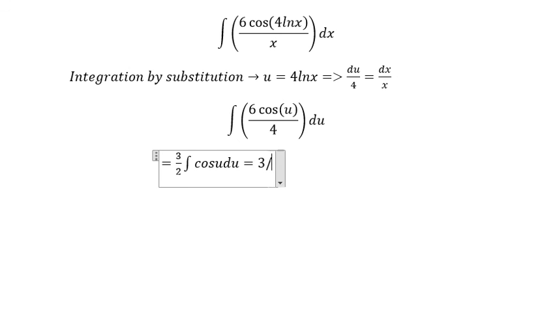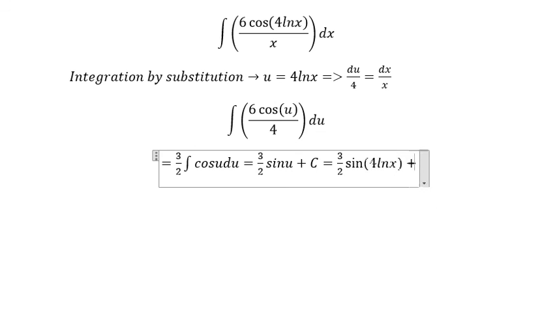It's 3 over 2 sine u plus c. For u, we put back 4 multiplied with logarithm of e x. And this is the final answer.